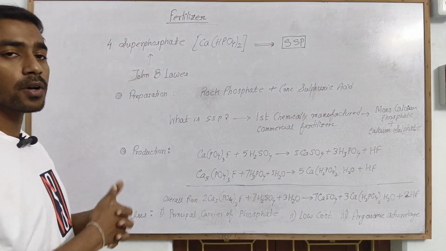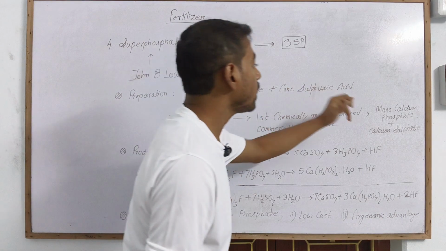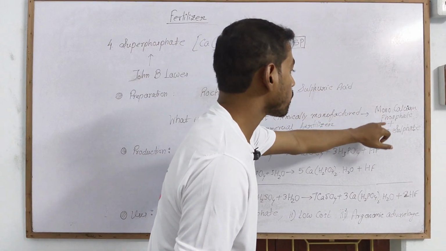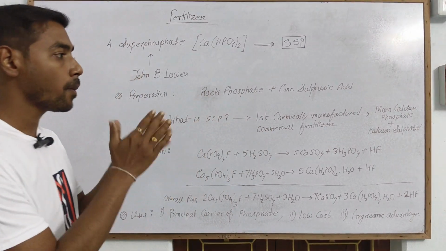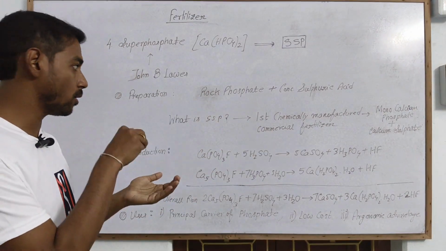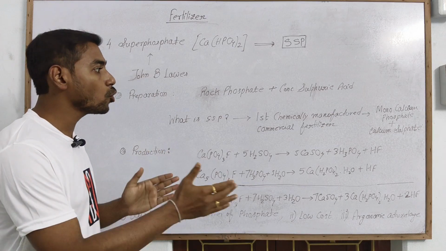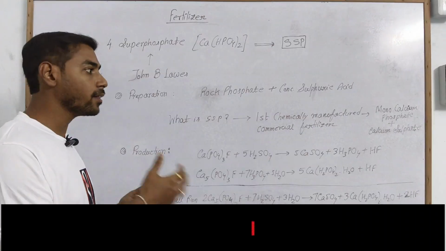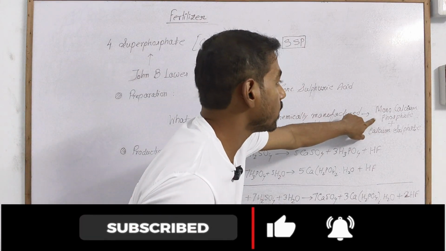And what does SSP contain? This is single superphosphate. It mainly contains monocalcium phosphate and calcium sulfate. Now, the monocalcium phosphate present in SSP is soluble in the soil moisture, and therefore the roots of the plants can absorb phosphoric acid in that form.